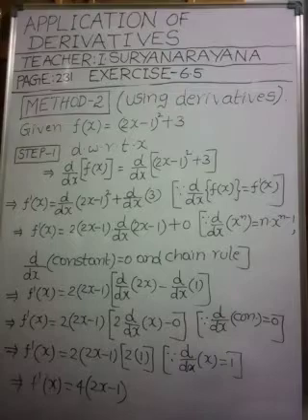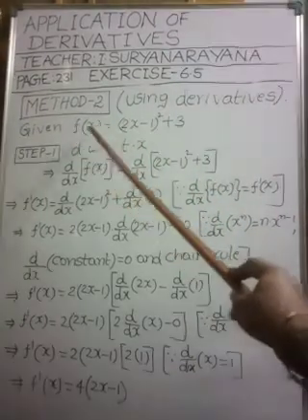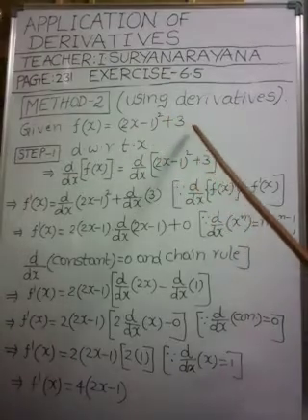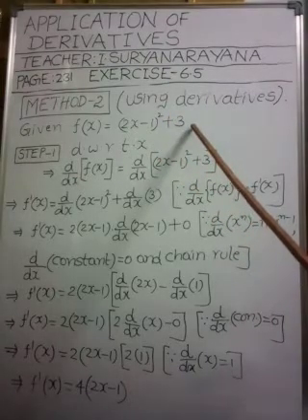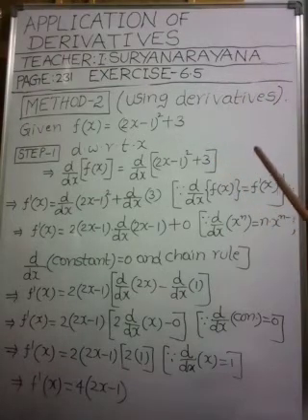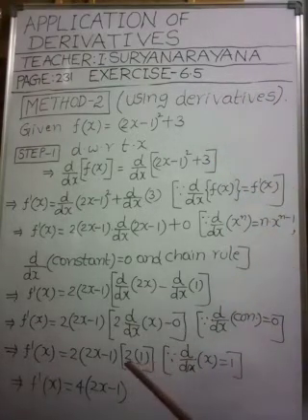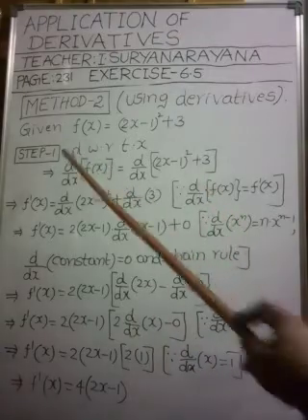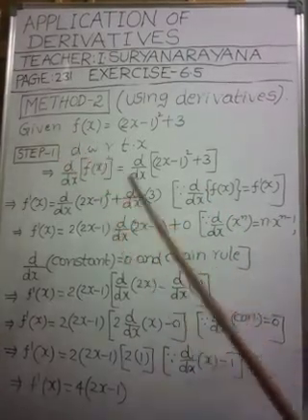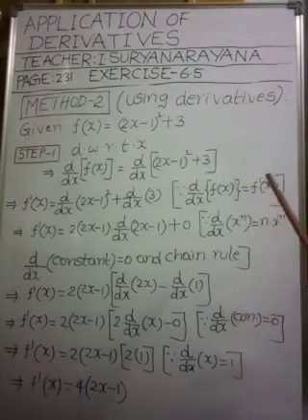Okay, my children? Right. What is given here? F of x is equal to 2x minus 1 whole square plus 3. This is the given function we have written. Okay, my children? Right. Please remember these steps carefully. Step 1. First step is we have to find the derivative of the given function. That is the first step.